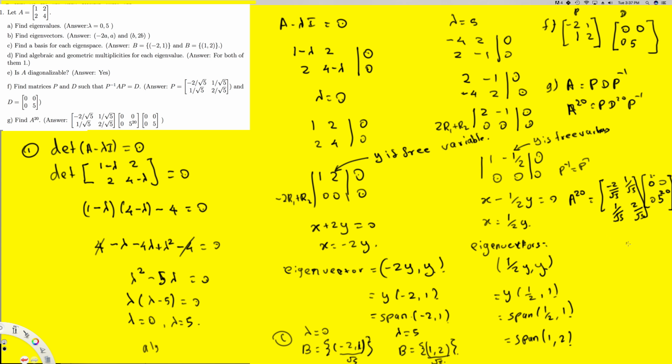For the P inverse, it's going to be the transpose of this P. The transpose comes out to be the same thing, because I just have to rotate the columns into rows, so the first column is going to be the first row, and the second column is going to be the second row. So it's going to be minus 2 over root 5, 1 over root 5, 1 over root 5, 2 over root 5, and that's the final answer. We can't simplify this one because it's a big number. If you leave it like this, that's okay, and that's the final answer.